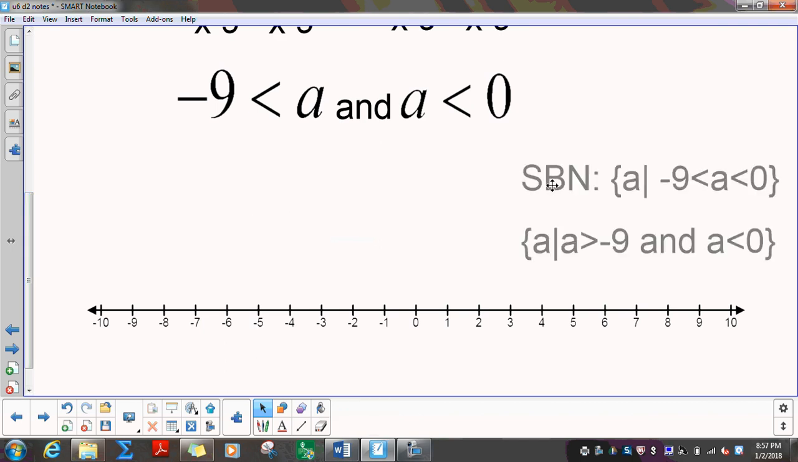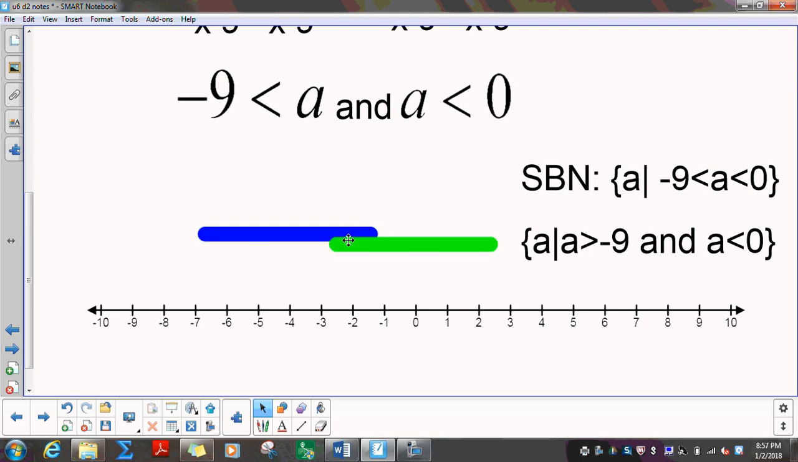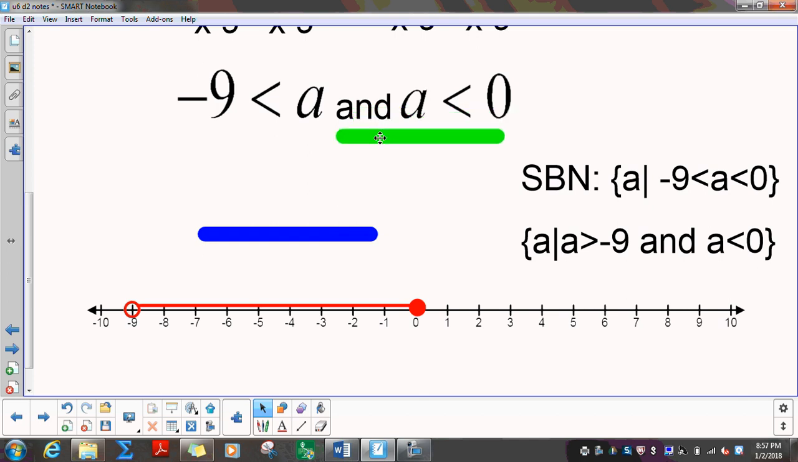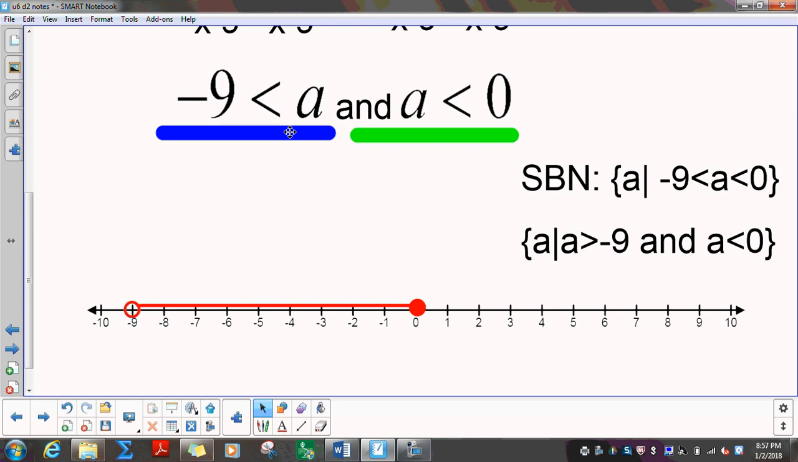Oh, look, I did write set builder notation. Where's all this stuff happening down here? Oh. I think something like that. I don't know what those are.